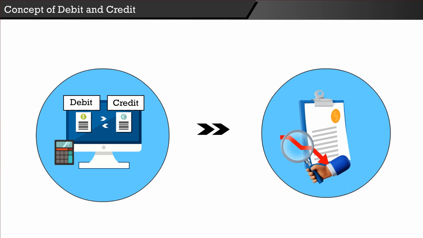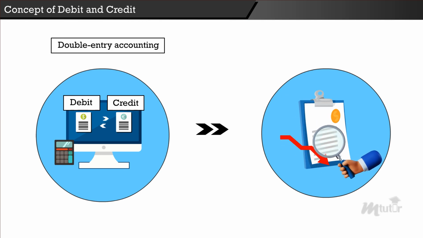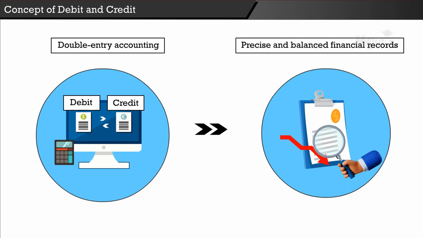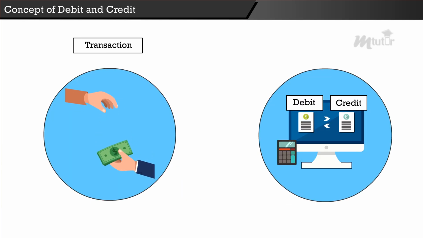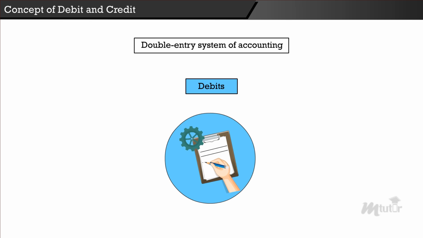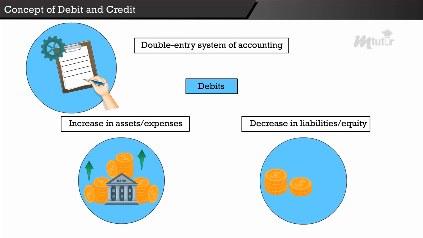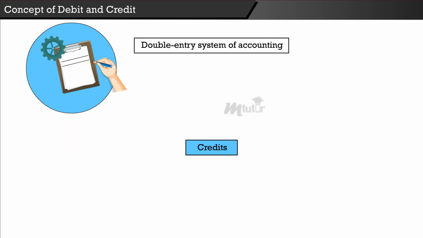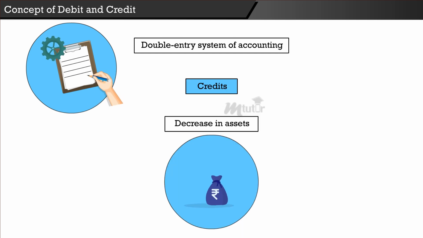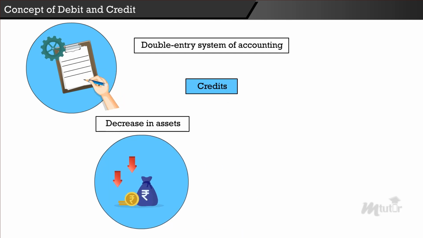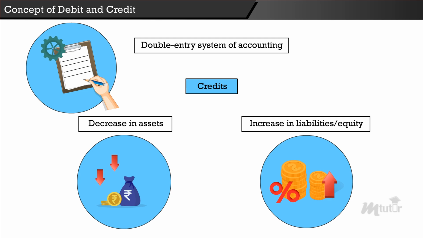Debit and credit lie at the core of double-entry accounting, which is essential for maintaining precise and balanced financial records. Every transaction involves at least two accounts, that is, debit and credit. Debits, located on the left side of an account, signify an increase in assets or expenses and a decrease in liabilities or equity. Credits, on the right side, indicate the opposite, which is a decrease in assets or expenses and an increase in liabilities or equity.